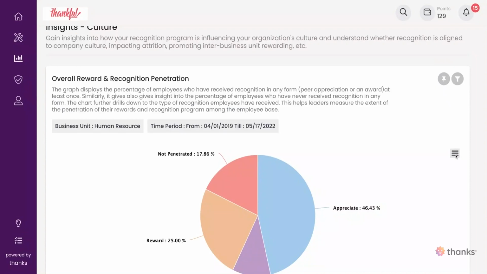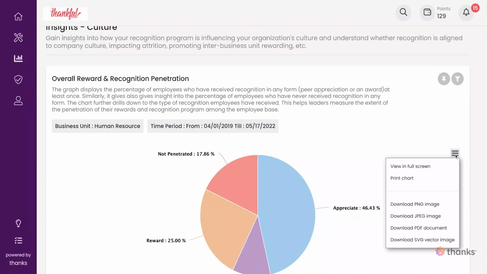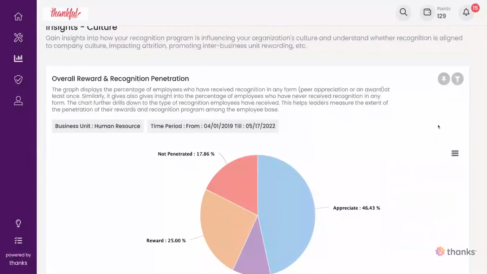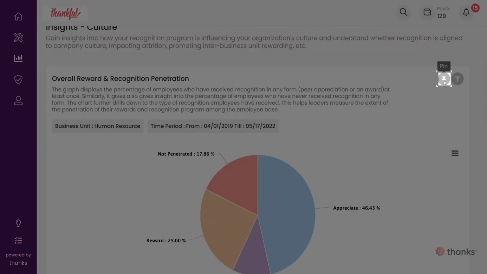For every report on the Insights tab, you have the option to filter the data as required. Here, you can filter the data based on the business unit and date range. View or print the report if required, and have it downloaded in various formats. If you would like to refer to any specific chart, pin them to your dashboard for quick access.